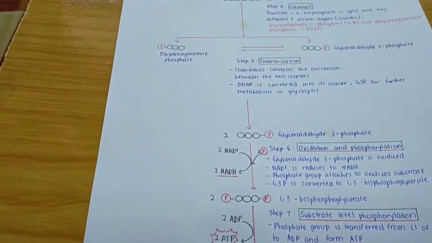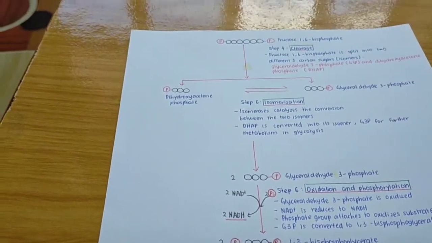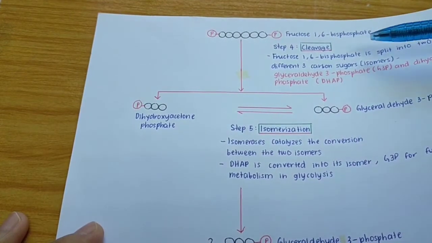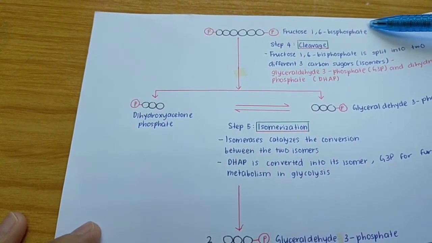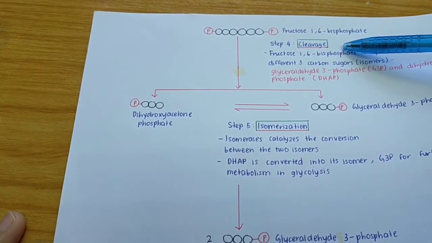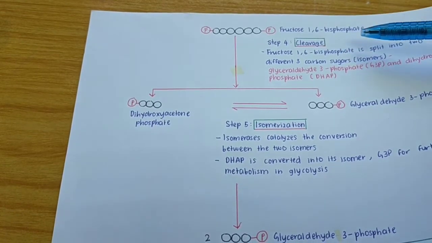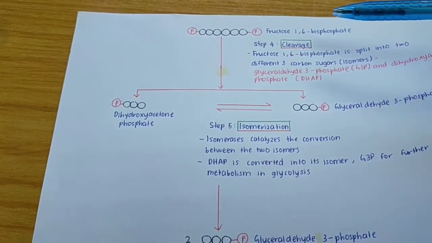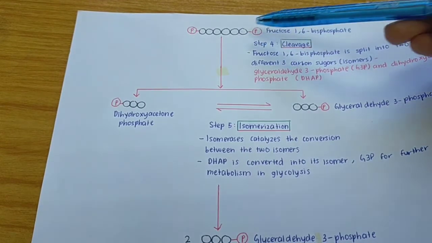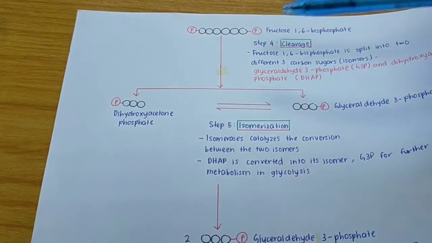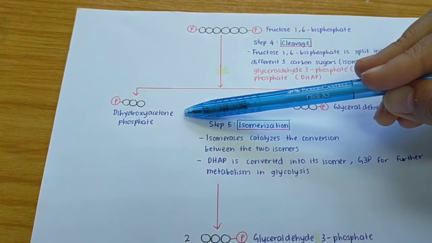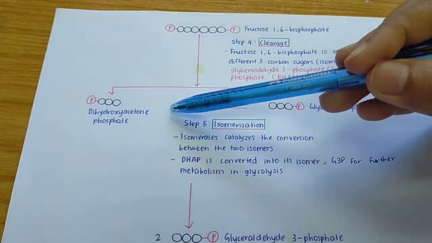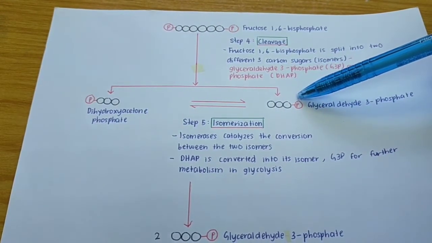Step 4 is cleavage. So what is cleavage? If you look at this step, cleavage is what happens to fructose 1,6-bisphosphate. It will undergo cleavage. Cleavage means split. It will split into 2 different 3-carbon sugars. So fructose 1,6-bisphosphate is split into 2 molecules of 3 carbons. The first molecule we call dihydroxyacetone phosphate. The other molecule is glyceraldehyde 3-phosphate. Both of these molecules are 3-carbon molecules.